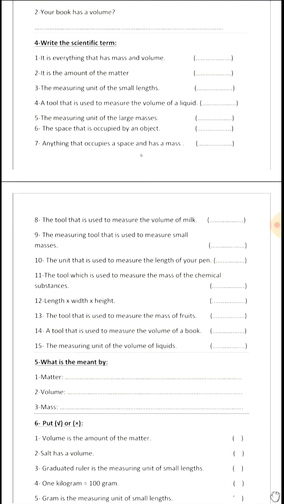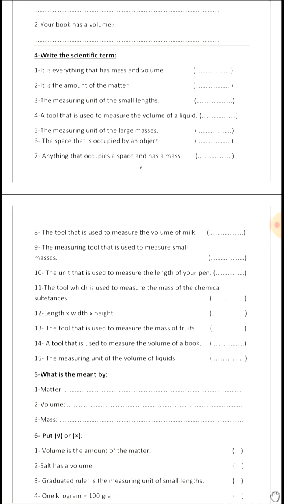Number 5. The measuring unit of large masses. The measuring unit of large masses is kilogram. Number 6. The space that's occupied by an object. The space that's occupied by an object is volume. Number 7. Anything that occupies a space and has a mass is called matter.